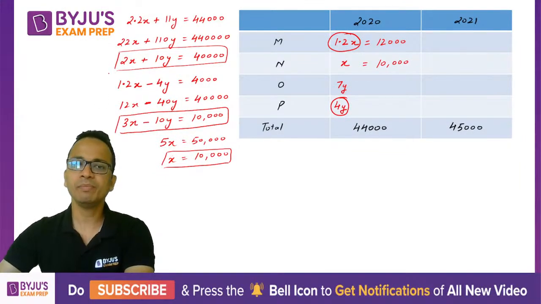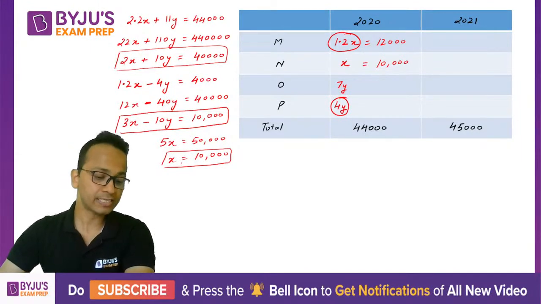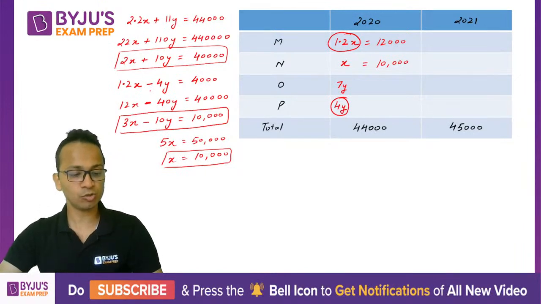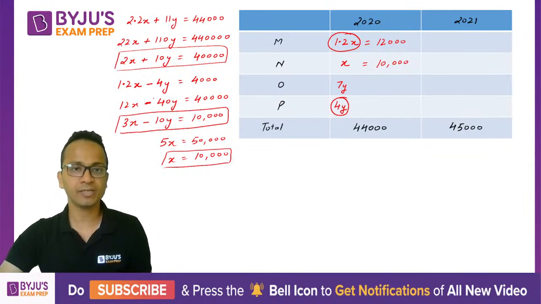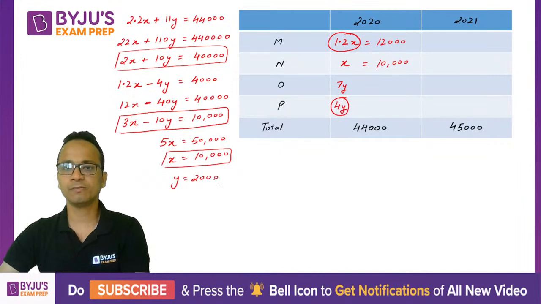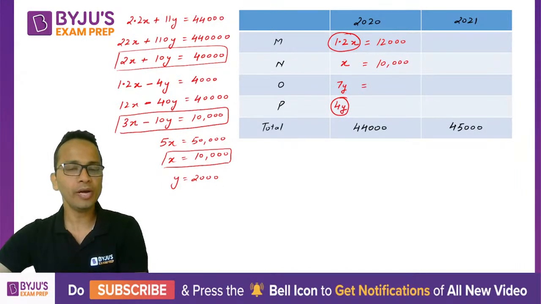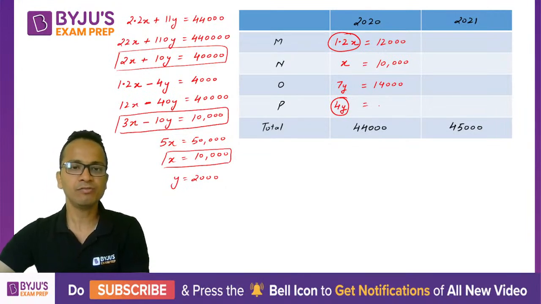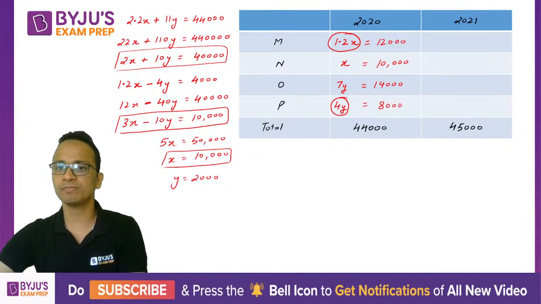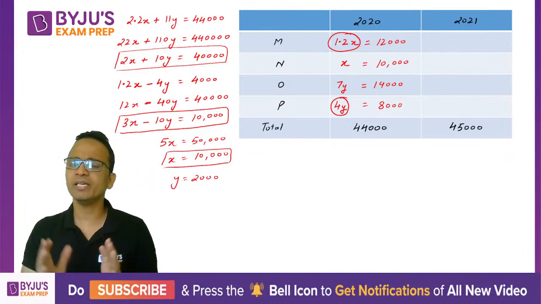Okay, now let's calculate the value of y also. So substitute the value of x anywhere and you will get the value of y. So if I substitute the value of x in the first equation, you will get the value of y. Okay, so x is 10,000. So 10y will be equal to 20,000. The value of y will be 2,000. Okay, so the value of O in the table, 7y, that is 7 into 2000, will be 14,000. And the value of P in the table, 4y, is 8,000. So we are done with the year 2020.